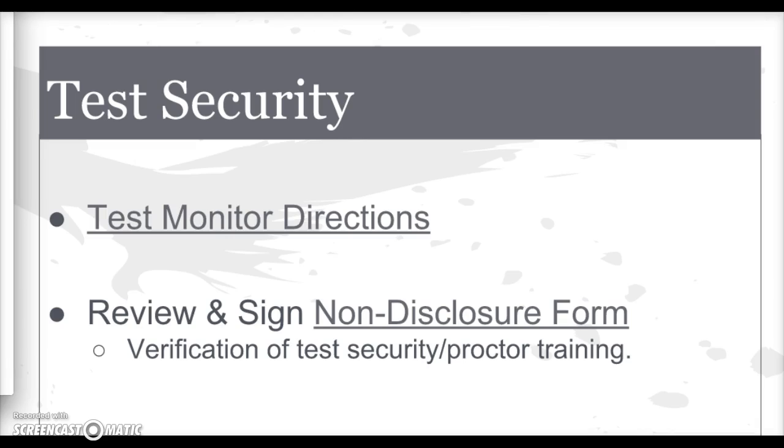Test security is extremely important for the MCAs. The link below is the test monitor directions. You will need to review and sign the non-disclosure form and turn it in to your media specialist or office coordinator prior to April 1st. Any employee that interacts with any testing materials is required to review and sign the non-disclosure form.